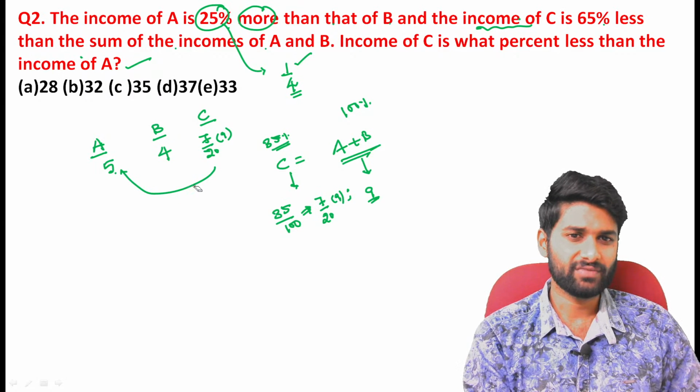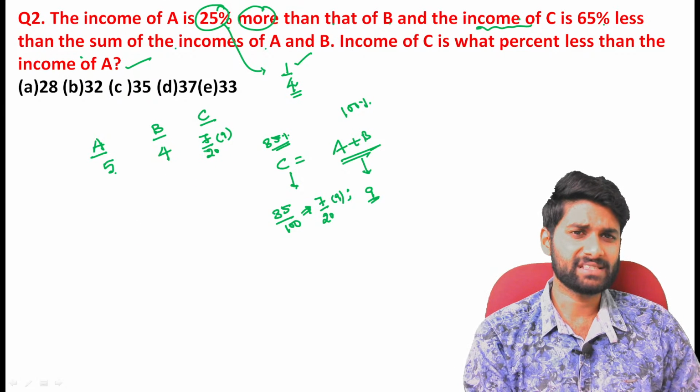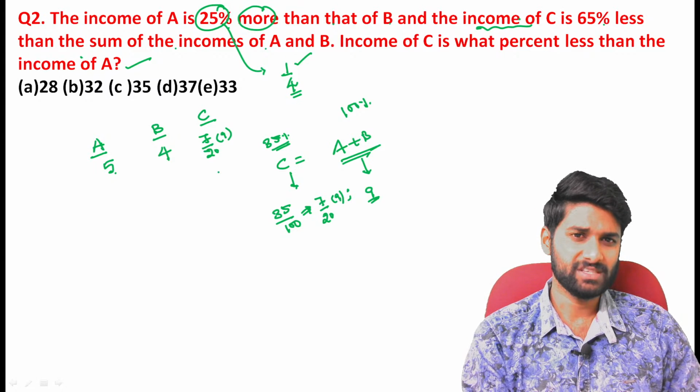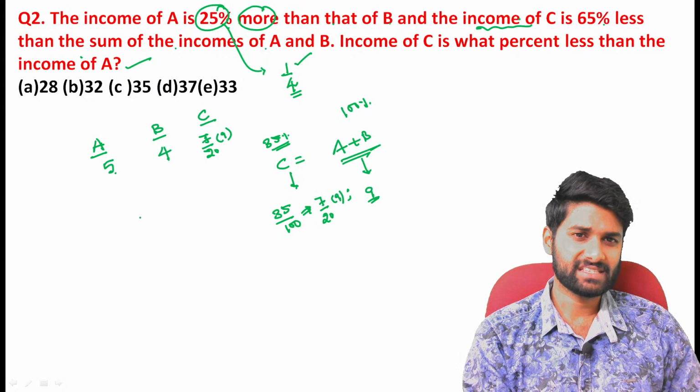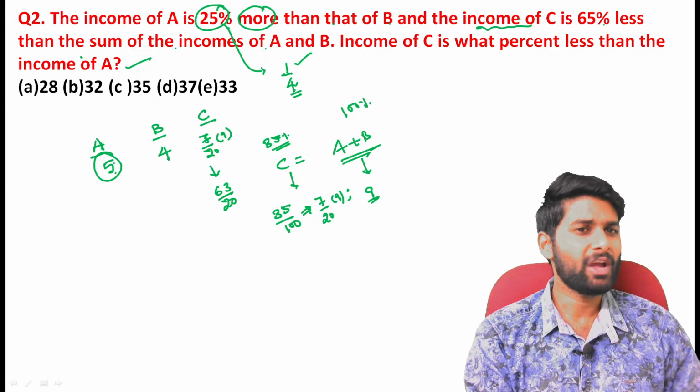So just go through that information. Now see, guys, 7 by 20 of 9 means definitely C value is less than A. By how much? Now see, 7 nines are 63, so here the value becomes 63 by 20. Now see, here 63 by 20 is less than A by how much percentage?